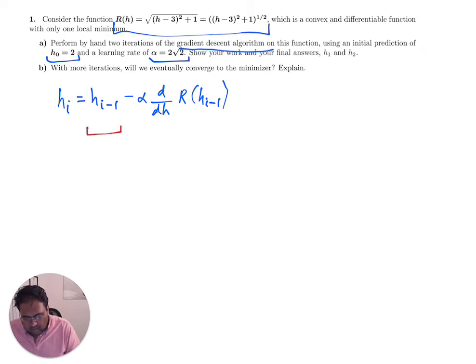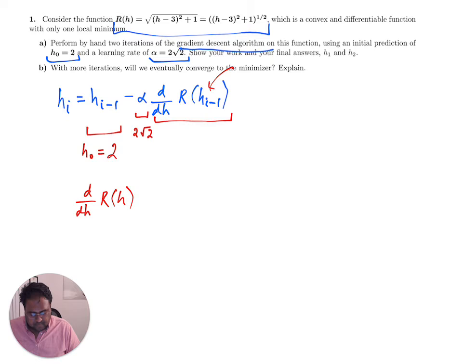When we're starting off, we know that h naught is 2. We're given that in the question. And we're also told that alpha is 2 times the square root of 2. So we're almost there, but we don't know what this piece is, right? We don't know what the derivative of r of h with respect to h is, evaluated at our previous guess, which here is h naught, or 2. So what I need to do is determine the derivative of r of h.